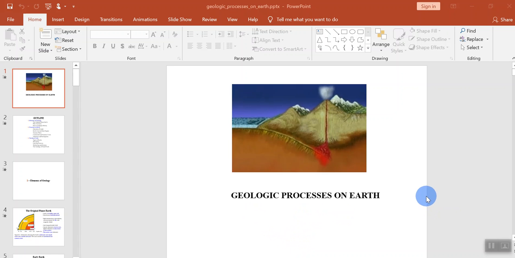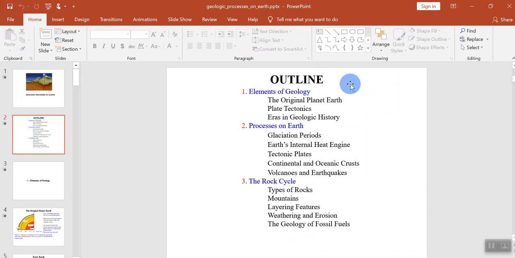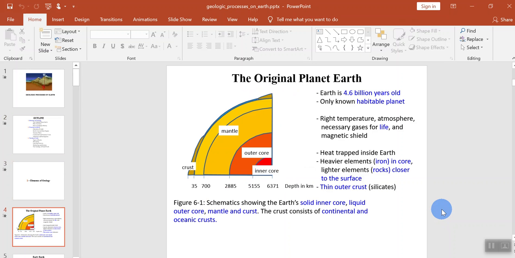Geologic processes on Earth. Outline, three main points. First, introducing geology. Then some processes on Earth, actually inside Earth, like tectonic plates, an important concept, continental drift and so on, volcanoes and earthquakes. And then the rock cycle, the various types of rocks, weathering and erosion, and so on. So, first point, geologic processes.